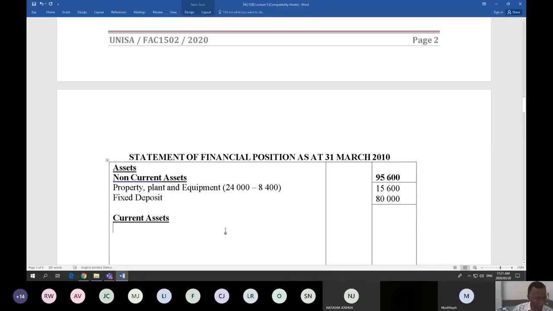Current assets, remember guys, there are 4 categories for your current assets. Your current assets will consist of inventory, trade and other receivables, prepaid expenses, and cash equivalents. Important, guys, you must know your format.